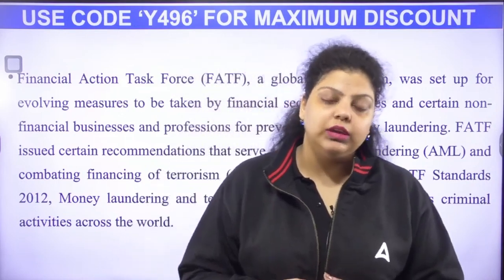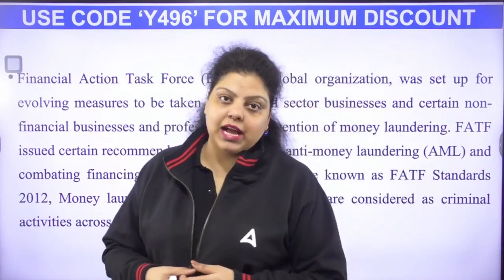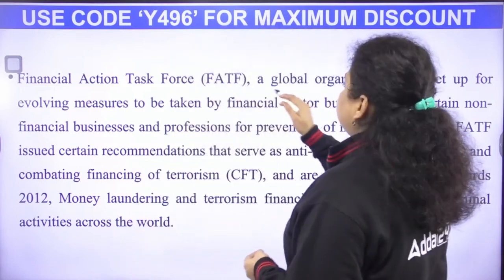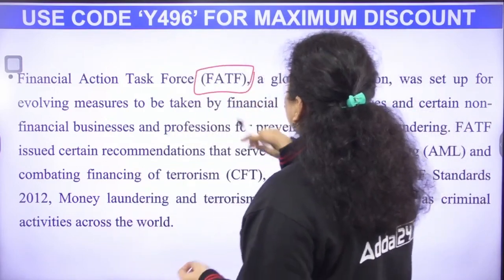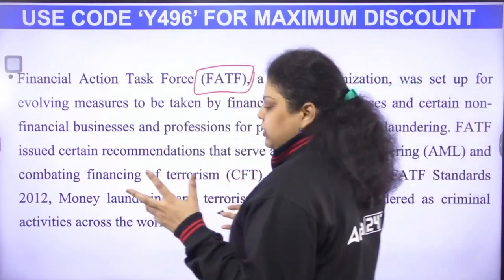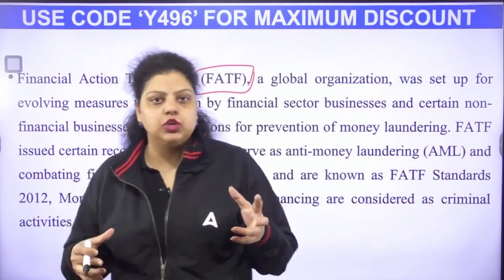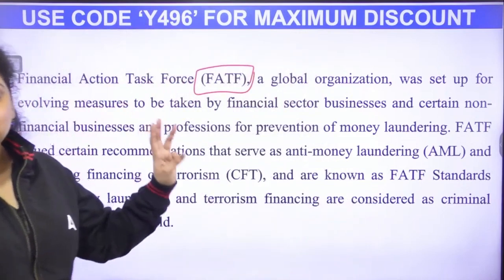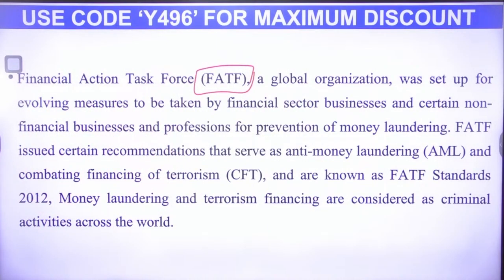That's what RBI is doing. But apart from that, at the international level, we have the Financial Action Task Force. It also creates certain norms, or gives certain recommendations, so that people will not be performing these three activities. Okay, so the Financial Action Task Force is a global organization.